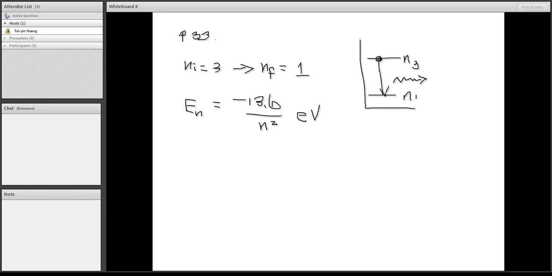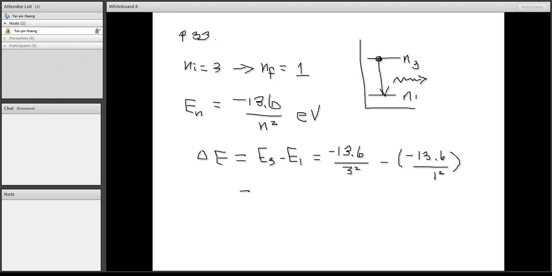Now how do we find the change in energy? The change in energy is equal to the energy of the photon. So delta E is equal to E3 minus E1. As I mentioned, with this order of subtraction you are going to get a positive value because you're dealing with the change of energy. So you have negative 13.6 over 3 squared, minus negative 13.6 over 1 squared. This is the change of energy in eV, and you're going to get 12.08 eV. So that's part A.